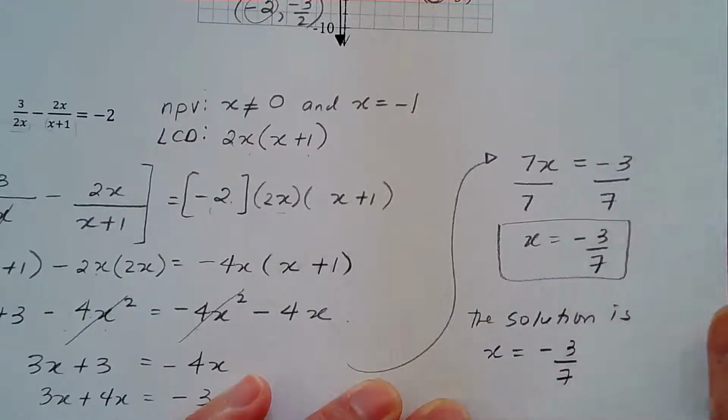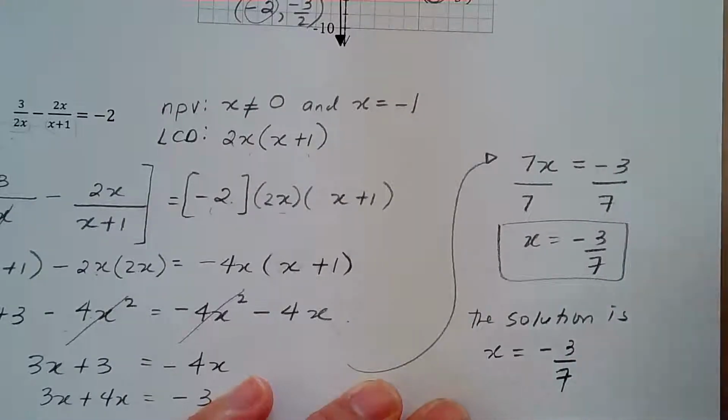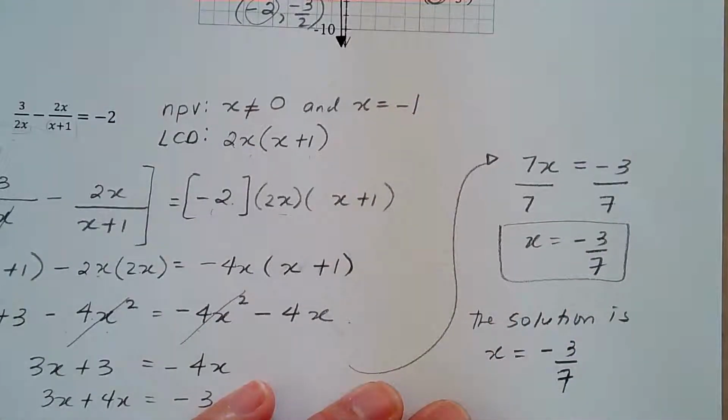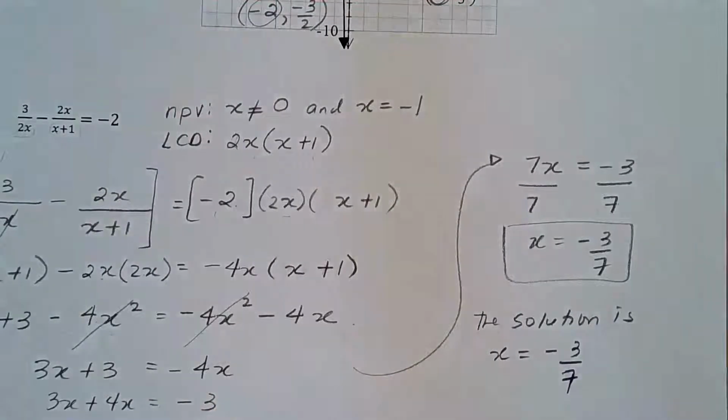What happens if it's a part of the non-permissible value? Oh, we're going to see something like that. If it's part of the non-permissible value, then that means no solution. Yeah, we're going to see something similar. Okay, good. You're comfortable with negative 3/7?